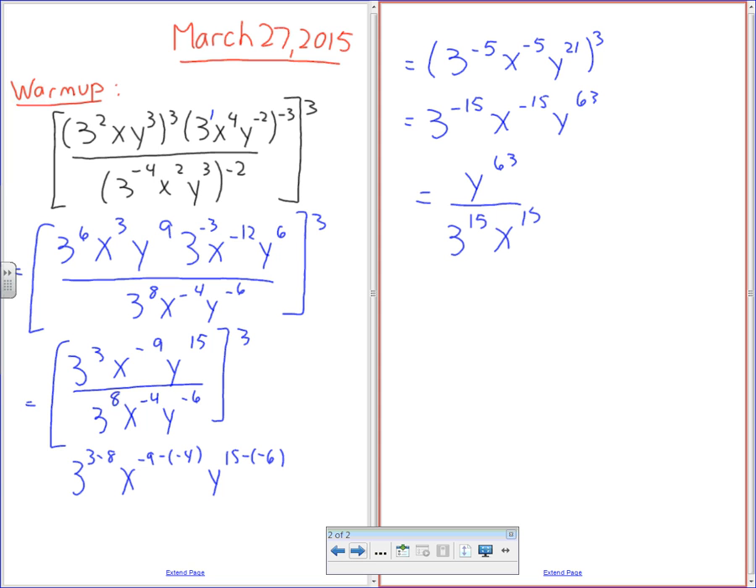Right. What we learned yesterday, this is probably the only new thing. I don't know how much you guys do with negative exponents in grade 9, or 10, but what a negative exponent means is that it's 1 over, okay? So negative 15 in the numerator is positive 15 in the denominator. So in this class, we're just going to use positive exponents. So it was y to the 6 over 3 to the 15, x to the 15.